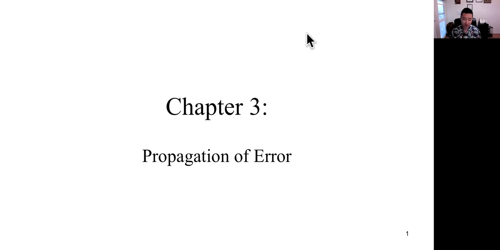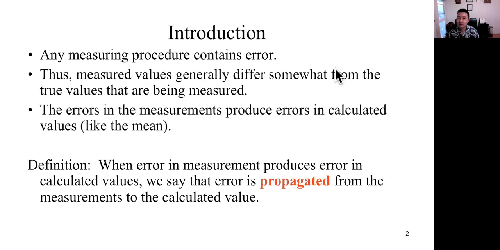All right. So propagation of error. So what is error? Any measurement procedure will contain error. For example, we use a scale to measure the weight of a concrete block. The measured value will be somehow different from the true value of the concrete block. So this is an example of error. Measured values generally differ somewhat from the true value that is being measured. The true value could be a known value or could be unknown to us.